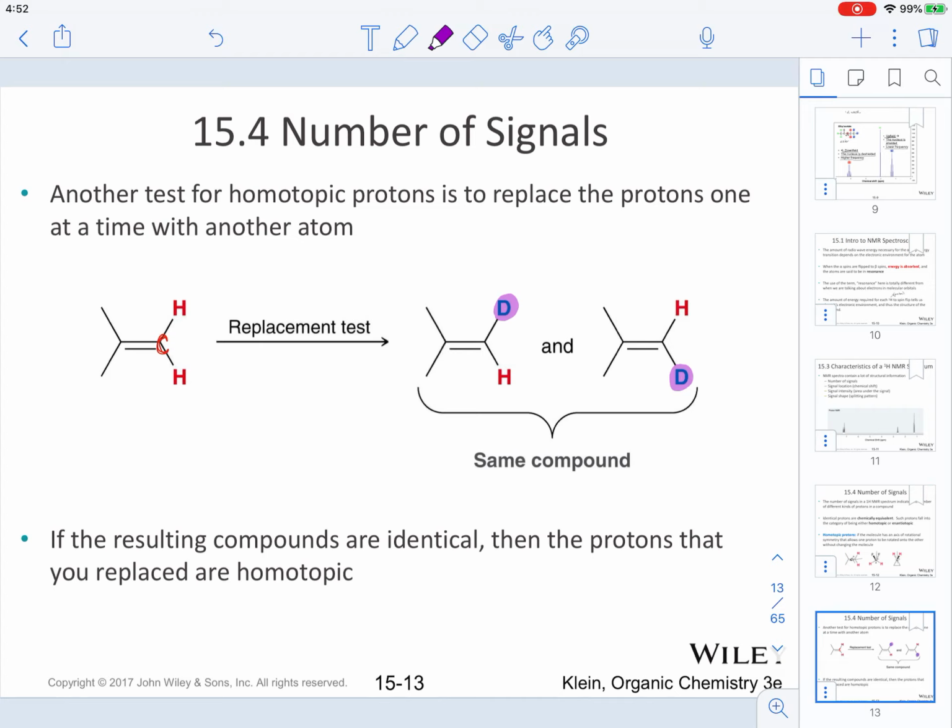Understand that this second replacement test is what is commonly used throughout this presentation in order to determine the classifications that I just mentioned when it comes to the types of protons that we can have in a molecule. Let's proceed.